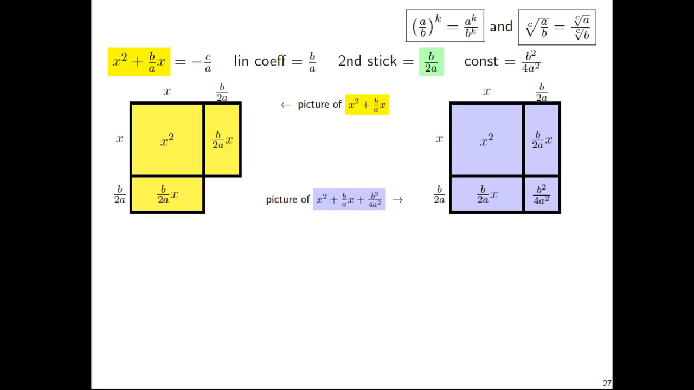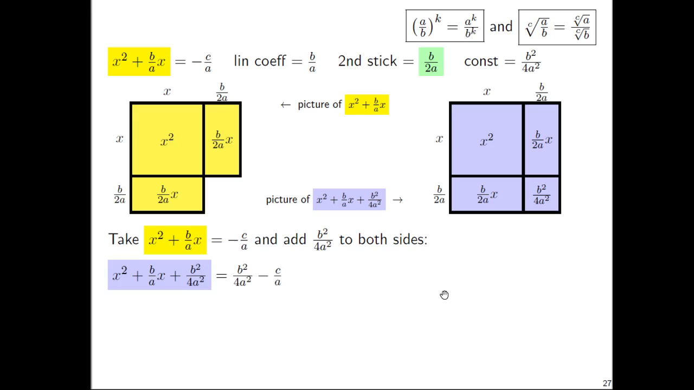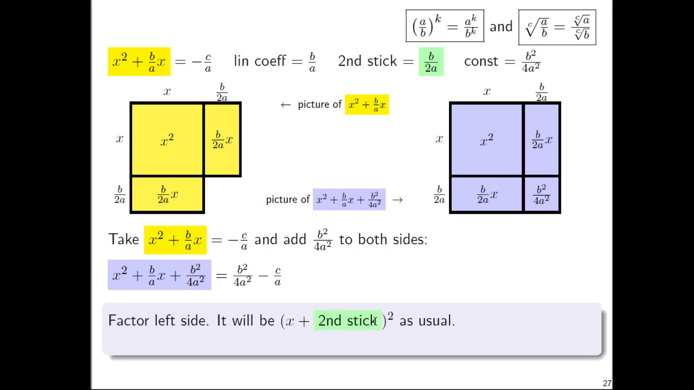So in order to get the picture to be this, we need to add that missing piece, but not just on the left side, we've got to add this on both sides, right? So we're going to add b squared over 4a squared to both sides, and so once we've added this to both sides, the new left side is like what's shown in blue here, right? So we've got x squared plus b over a times x plus the thing we just added, b squared over 4a squared, equals the thing we just added minus the original c over a there. Let's factor the left side. It will, as always, be x plus second stick squared.